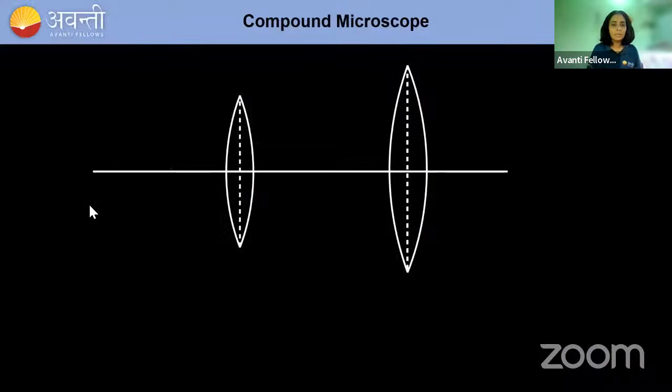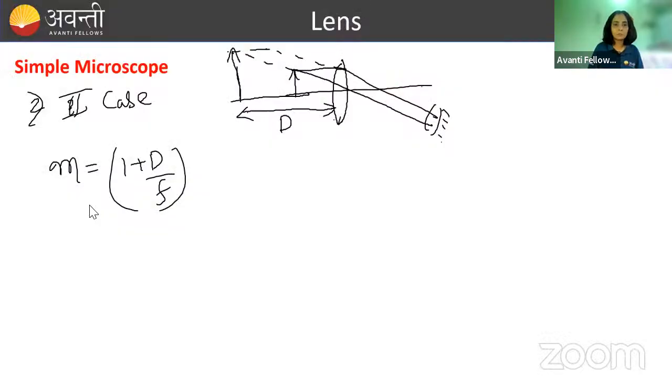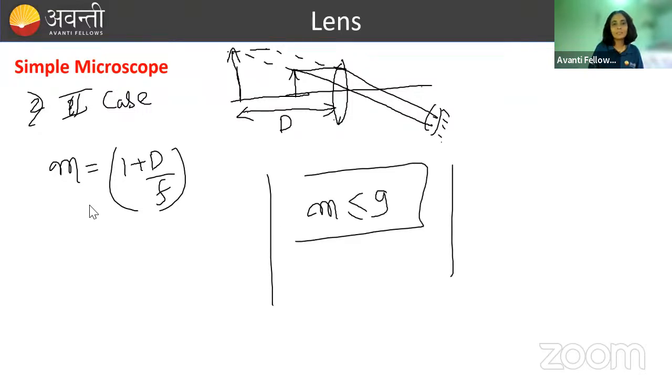Now, what happened with the simple microscope? In case of a simple microscope, this M can't be greater than 9. So its range is how much? Less than or equal to 9. So up to 9 times it can magnify things. But if we have to magnify things beyond it, 10 times, 20 times, or more than that, then we can't do that with a simple microscope. So for that, we need a compound microscope.